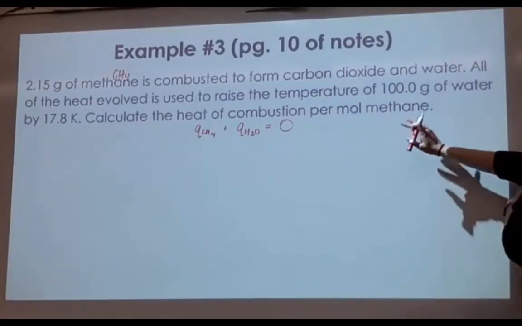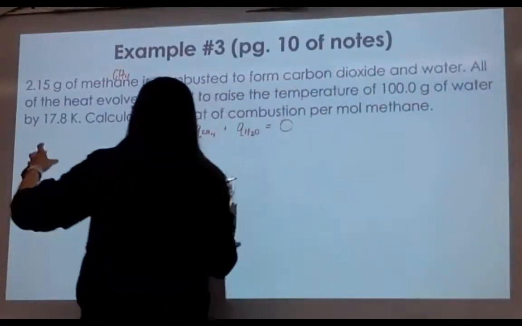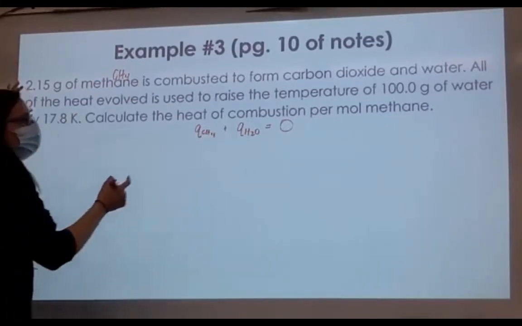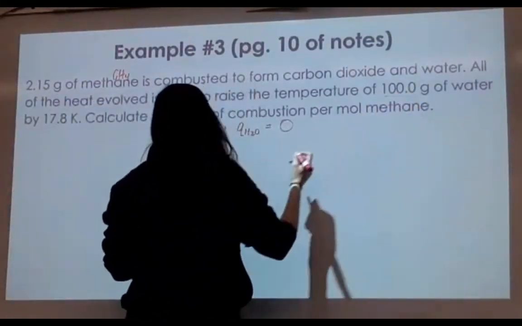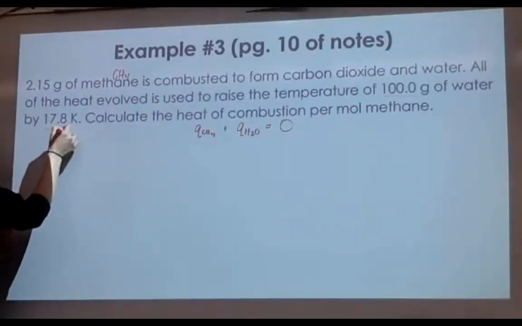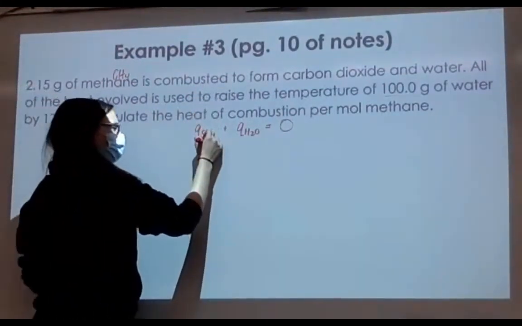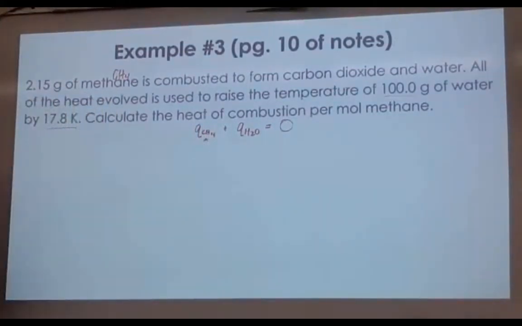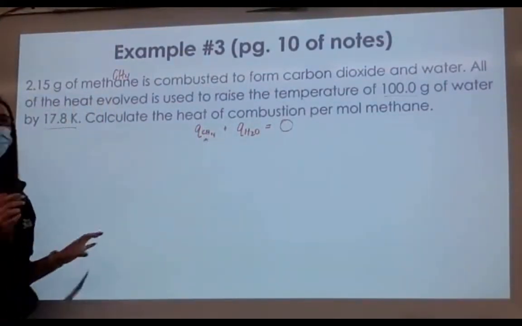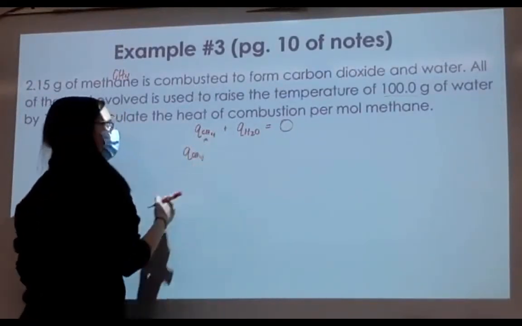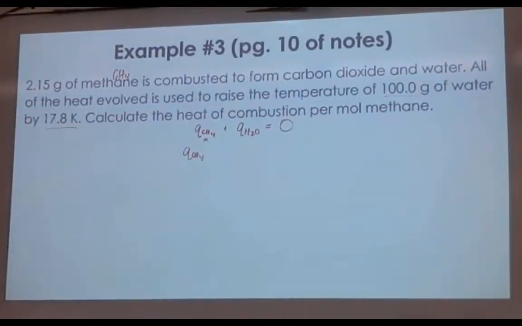Now, I'm going to go through again. So it gives me an amount of methane. All the heat evolved is used to raise the temperature of 100 grams of water by 17.8 Kelvin. Calculate the heat of methane. So I'm calculating Q of methane. I'm going to leave that alone. That's what I'm solving for.